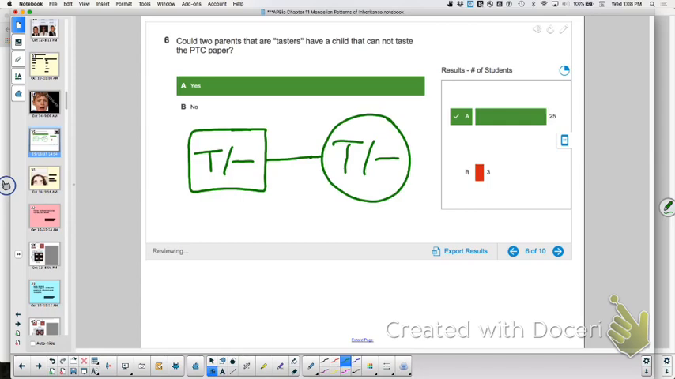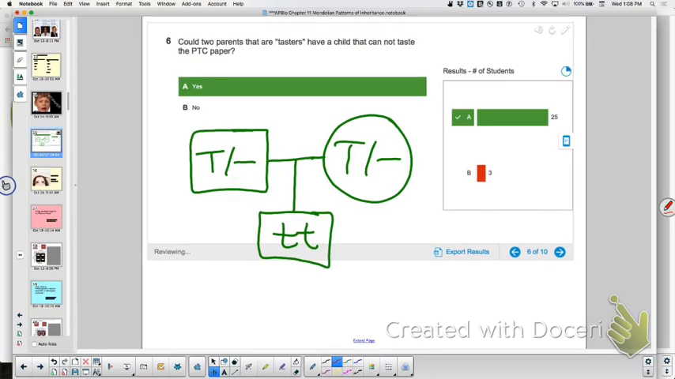I'm not going to explain it to you. All right, come back to me. So if these are tasting and they have a child that cannot taste, so let's say they have a little boy who cannot taste, what is that little boy's genotype? Little t, little t. So is that a possibility? Yes, if this letter is a little t, if they're heterozygous. So that is possible. Okay, let's look at the next one.